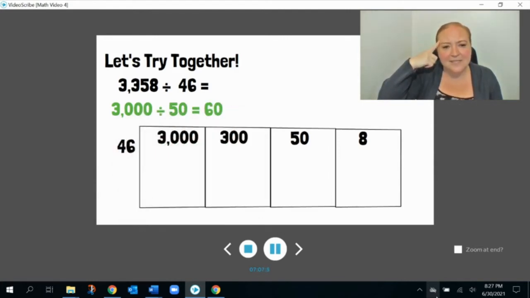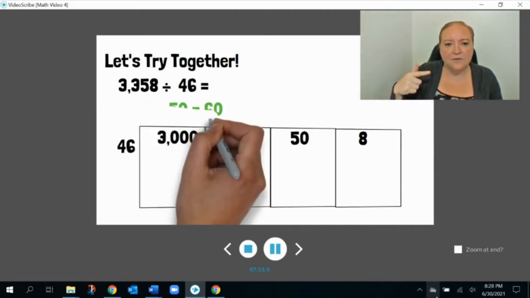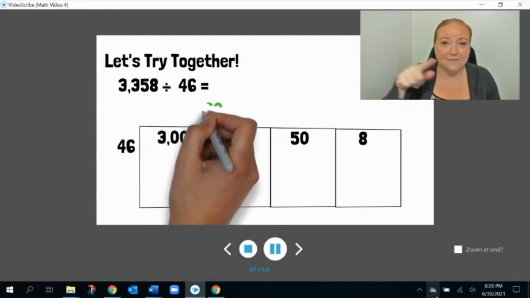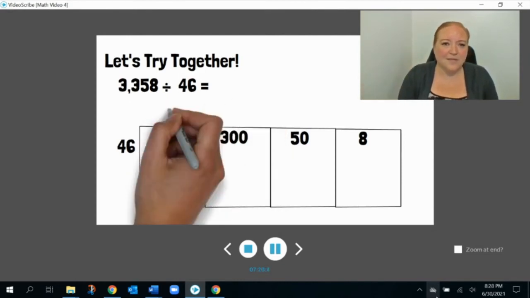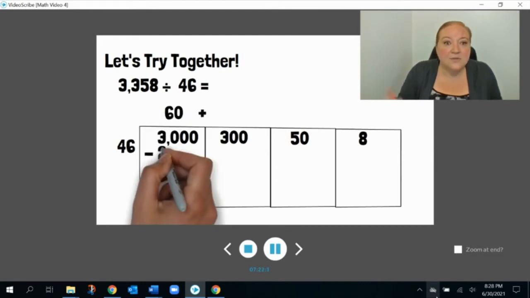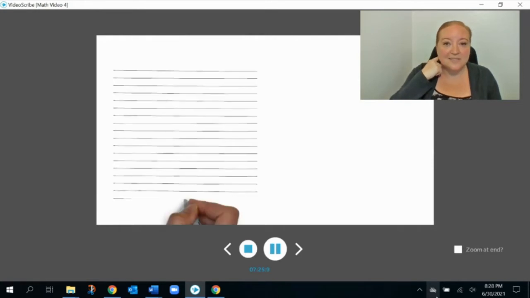Now, mentally, I'm telling myself, oh, 50 goes into 3,000 60 times. So how can I figure this out based off of 46, since 46 is close to 50? So what are you thinking with that? Yeah, so 60 times, right? And 60 times 46 is 2,760.